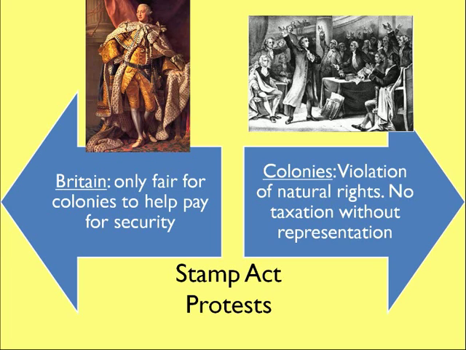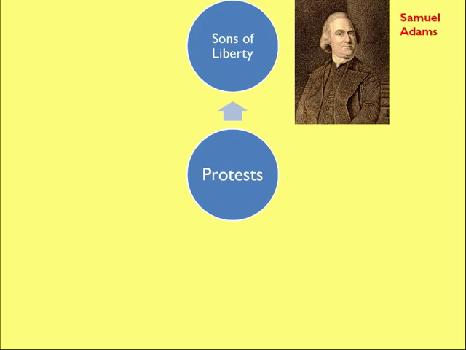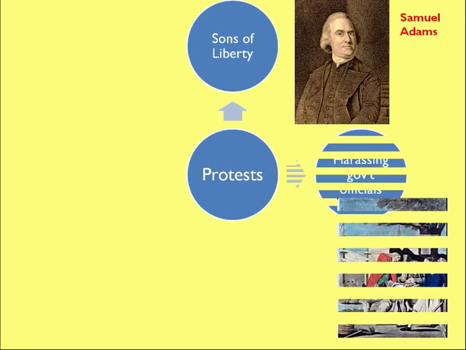They would make the argument that they paid taxes, but they paid them to their local assemblies, and they should not have to pay taxes directly to British Parliament across the ocean. Protests quickly broke out over this tax. An organization was established called the Sons of Liberty, led by Samuel Adams in Boston. He was the cousin of John Adams, a future president. John was very much involved in all of the protests as well.